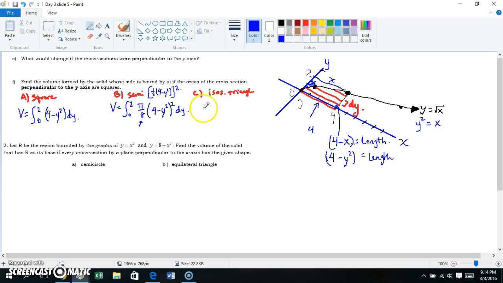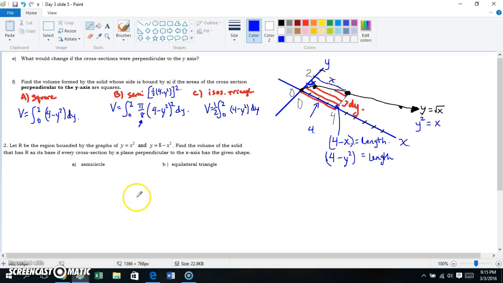Okay. Then the isosceles triangle. Volume is equal to the integral from 0 to 2. And the isosceles triangle is just half the square, so I'm just going to put a half out in front of 4 minus y squared dy. Okay, let's look at question 2. I didn't evaluate those. Setting up the integral is more important, but we could evaluate for the numerical volume.